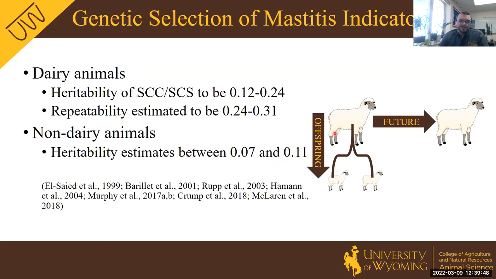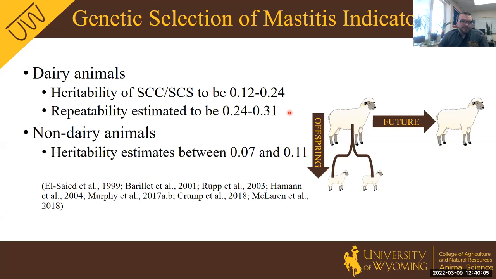So this just means that there's a lot of environmental factors that affect somatic cell count. So even if a ewe has a low somatic cell count, that doesn't necessarily mean that all of her female offspring will have low somatic cell counts as well.